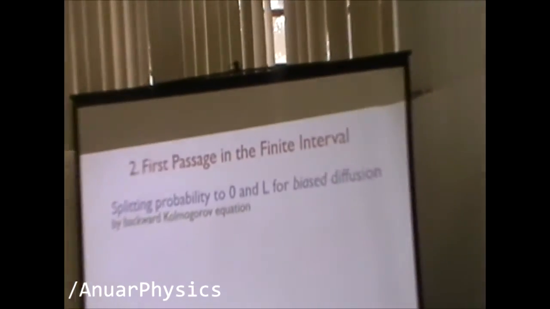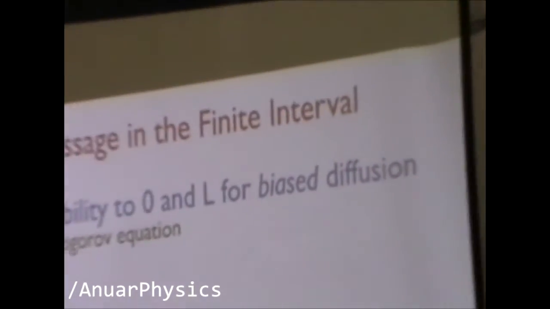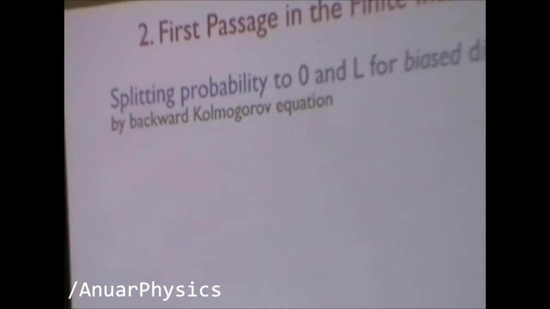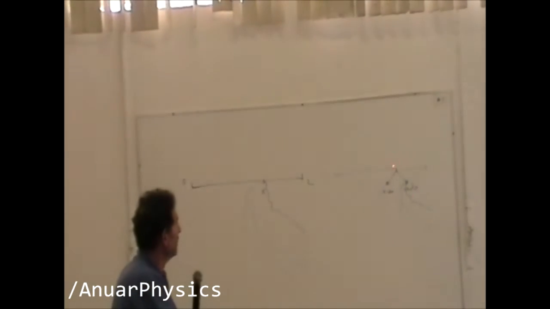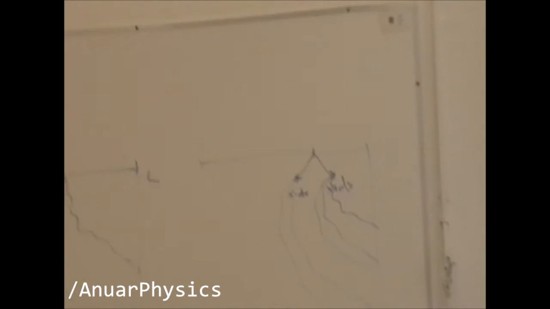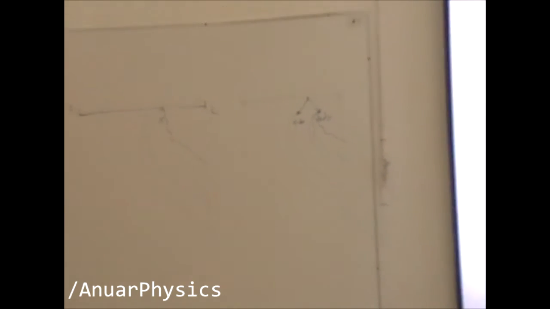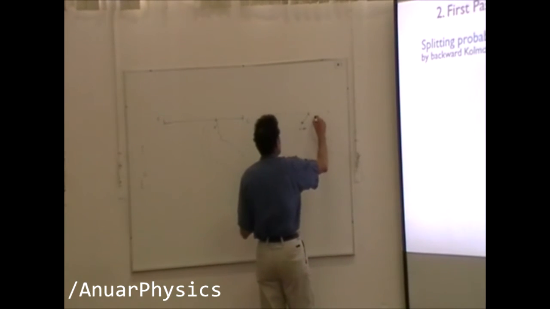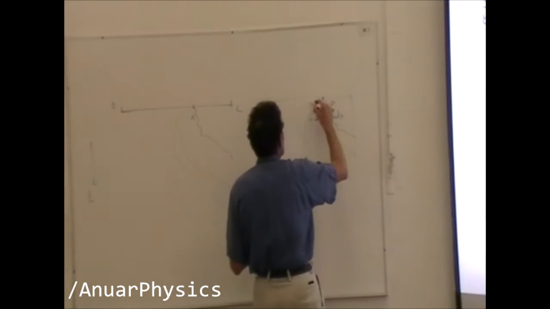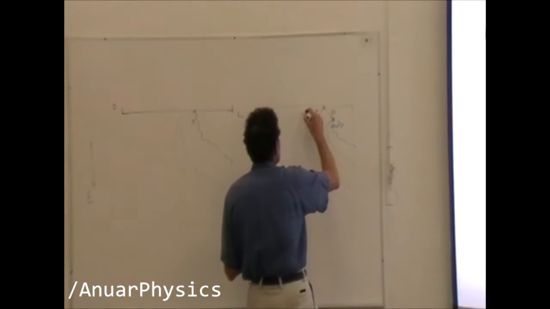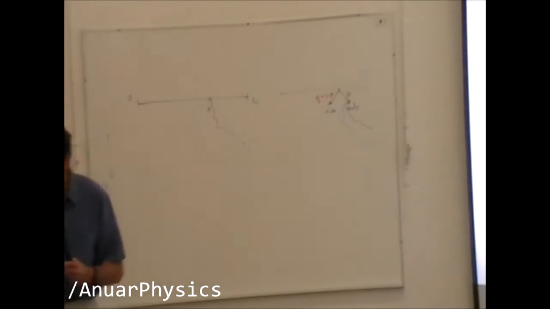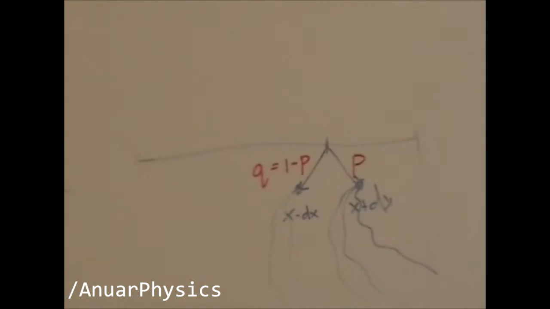Again, you can calculate the splitting probability by the same backward Kolmogorov approach. And again, it's the same idea as what you have here on the blackboard. After one step, you're necessarily either at x minus dx or at x plus dx. But in the case of biased diffusion, you hop this way with probability p, for example, and this way with probability 1 minus p, which I'll call q. But then, once you make the one hop to the right, the process starts all over again.